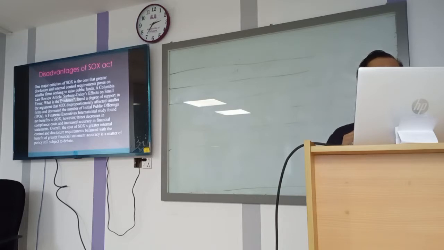A Financial Executives International study found a net benefit to SOX, however, a net decrease in compliance cost and increased accuracy in financial statements. Overall, the cost of SOX, greater internal control and disclosure requirements, balanced with the benefit of greater financial statement accuracy, is a matter of policy, still subject to debate.